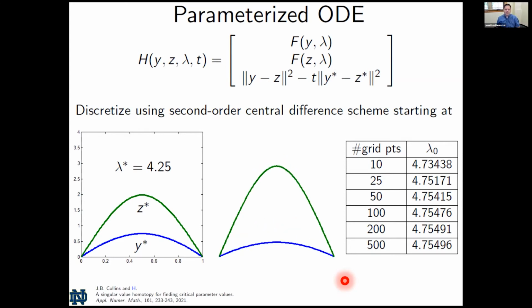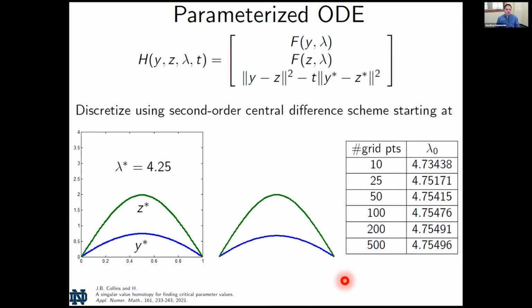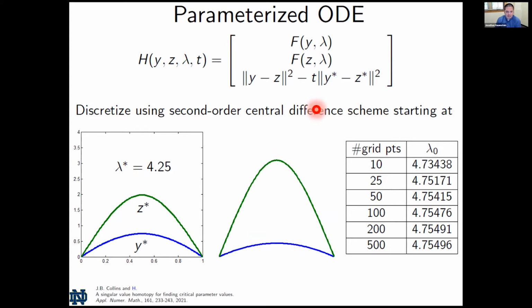So now we are able to approximate this critical value to arbitrary precision that you would like. Okay, so use shooting methods to be able to trivially get the start points, and then we can use this homotopy to force the solutions together.